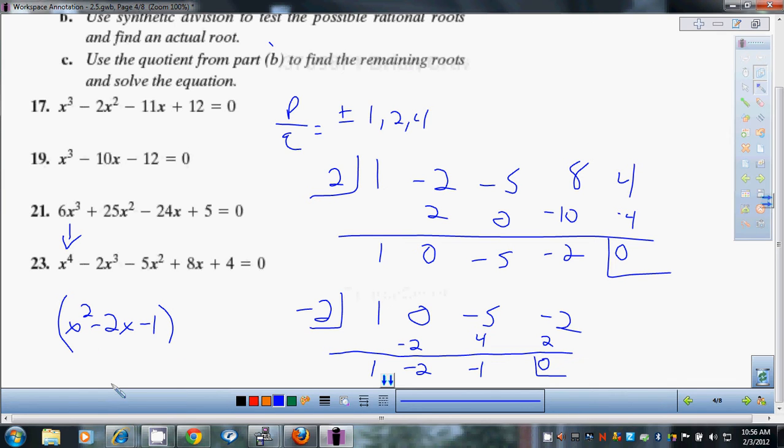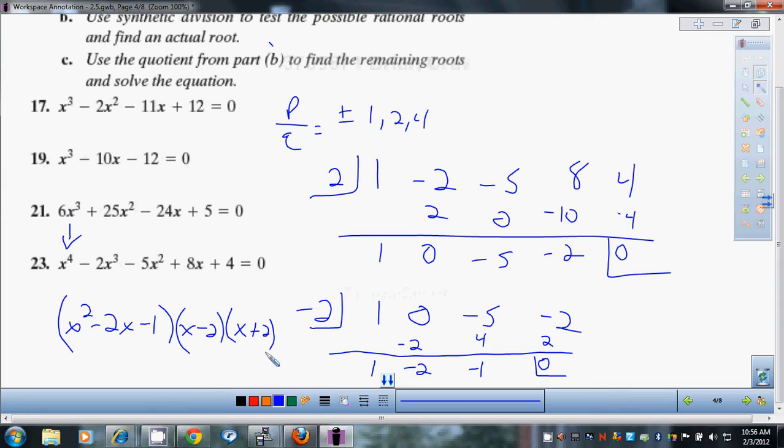It's also just a handy thing to know. What you've essentially done here is factored this into x minus 2 and x plus 2. That's kind of nifty to know. Yes, ma'am.